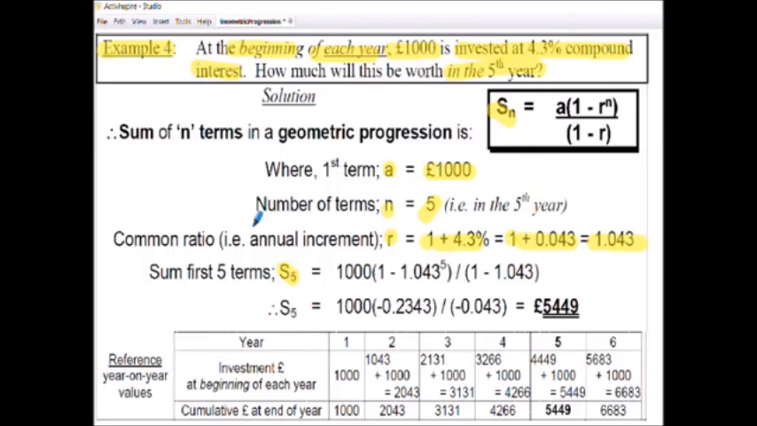So 1,000 times by 1 minus 1.043 to the power of 5 on the top line there, divided by, on the bottom line, 1 minus 1.043. That's our formula, a times 1 minus r to the n over 1 minus r. If we do the arithmetic on that, we find the summation in the 5th year is 5,449. And in the table below, I've shown a breakdown of how adding £1,000 each year to the investment, that value is arrived at.